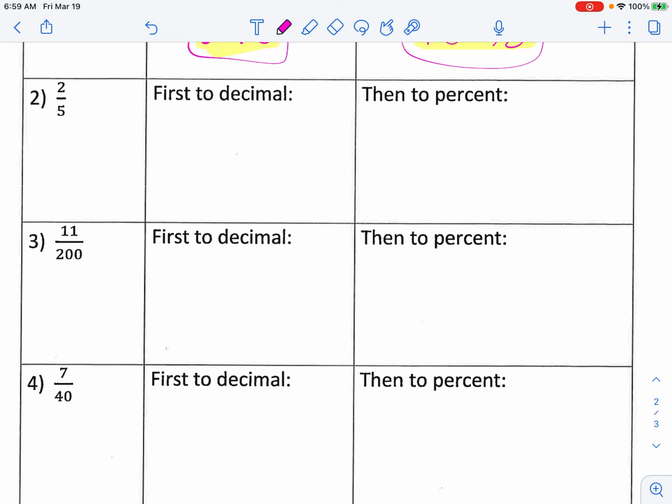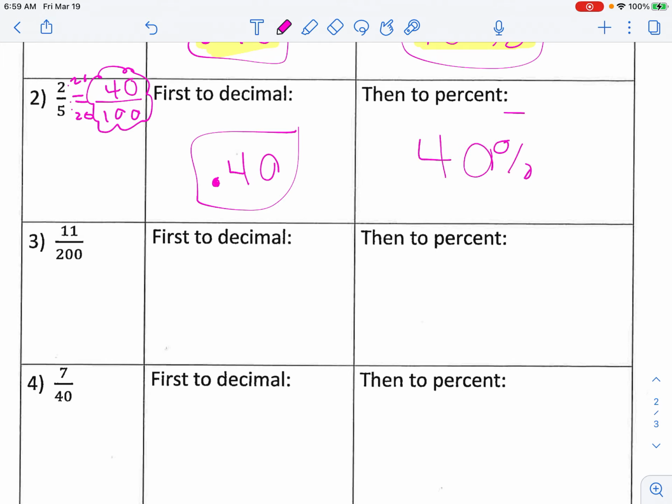First thing you want to do with your fraction, if you're starting with a fraction, is get that number over 100 if you can. 5 times 20 is 100. 2 times 20 is 40. So this fraction is read 40 hundredths. This decimal is read 40 hundredths. 40 hundredths equals 40%. So 2/5 is equal to 40 hundredths is equal to 40%.